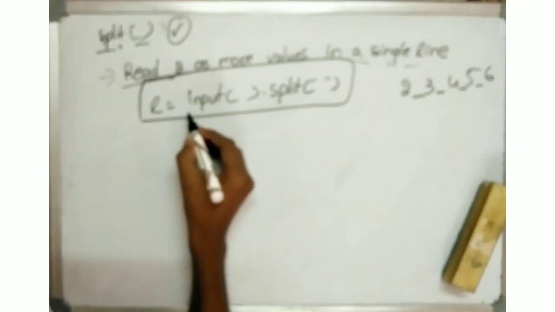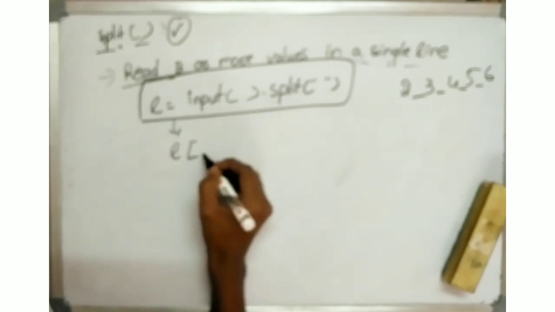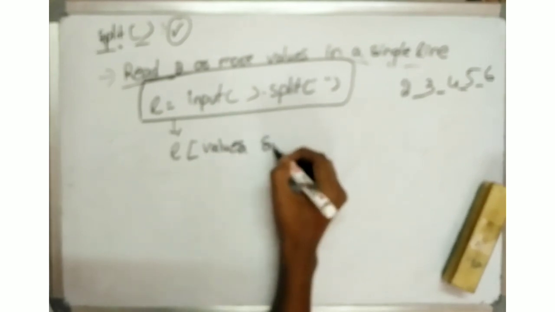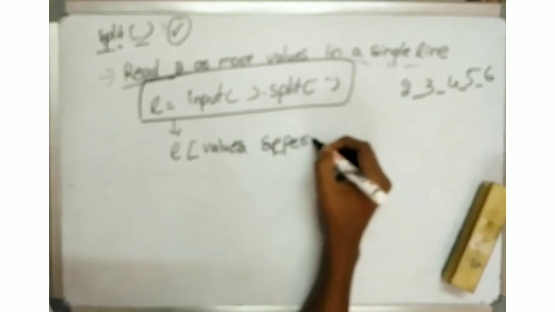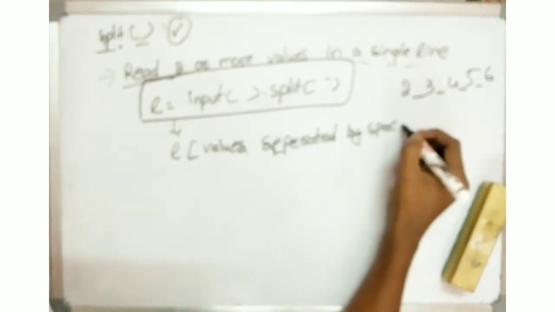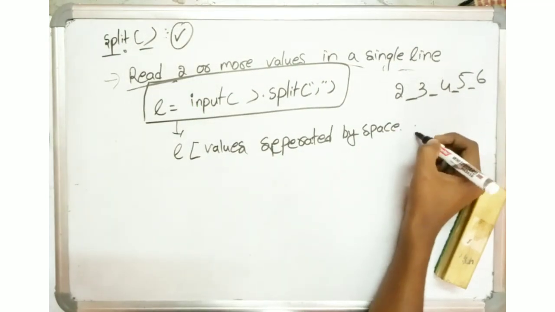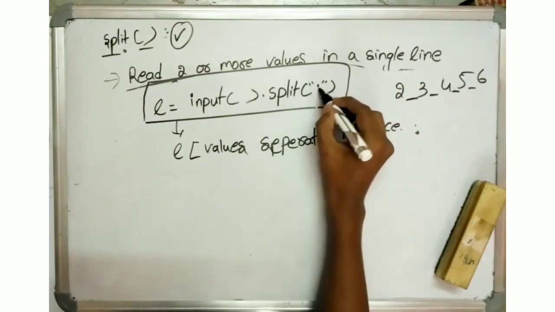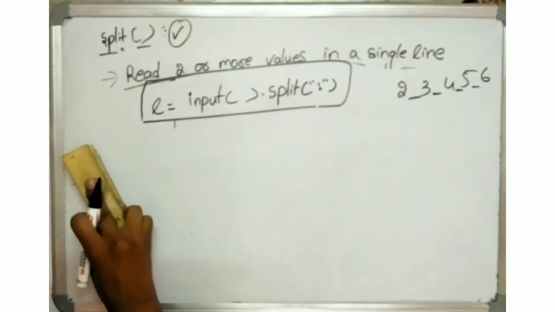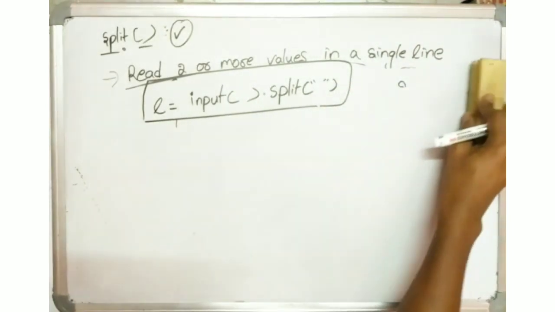Okay, it gives a list of L containing values which are separated by space. If I want values separated by comma, in this space I will just give comma. If I want values separated by semicolon, in this space I simply give semicolon. This is the syntax that we need to follow while reading two or more values in a single line.